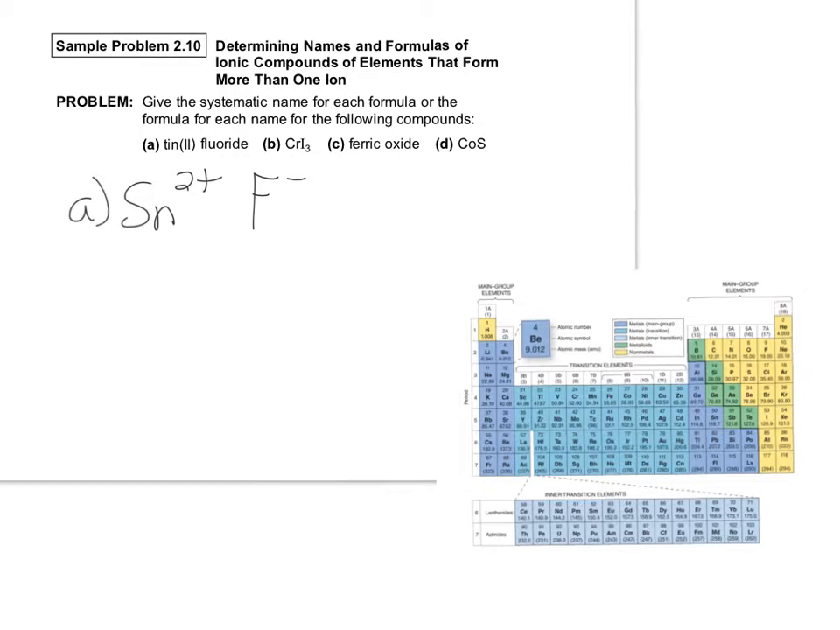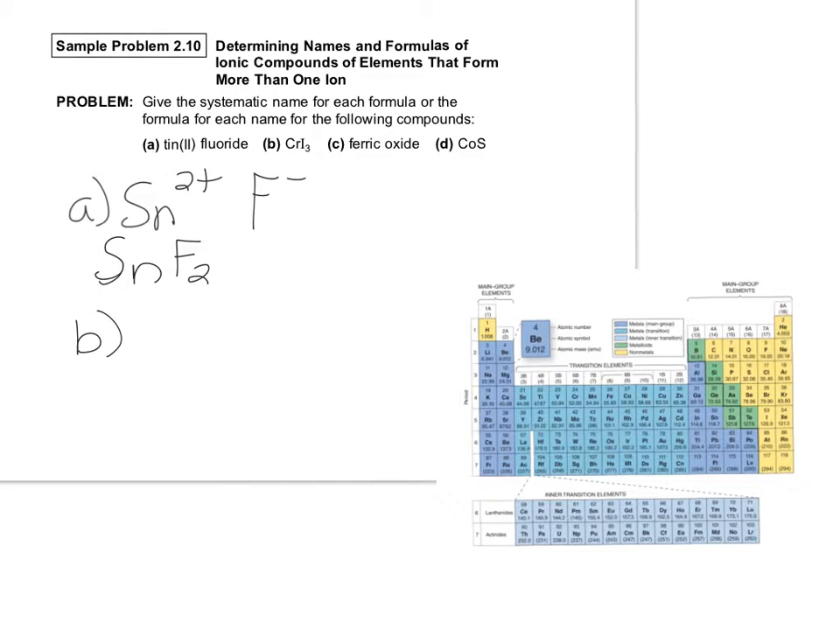And so remember, we have to combine these two things in a way that their charges add up to equal 0. So the common factor between 2 and 1 is 2. So I'm only going to need one of the tins because it's the one with a 2 plus charge. And I'm going to need 2 of the fluorines, right, of the fluorides, that anion there, because then 2 times -1 would equal -2, and -2 plus +2 equals 0.